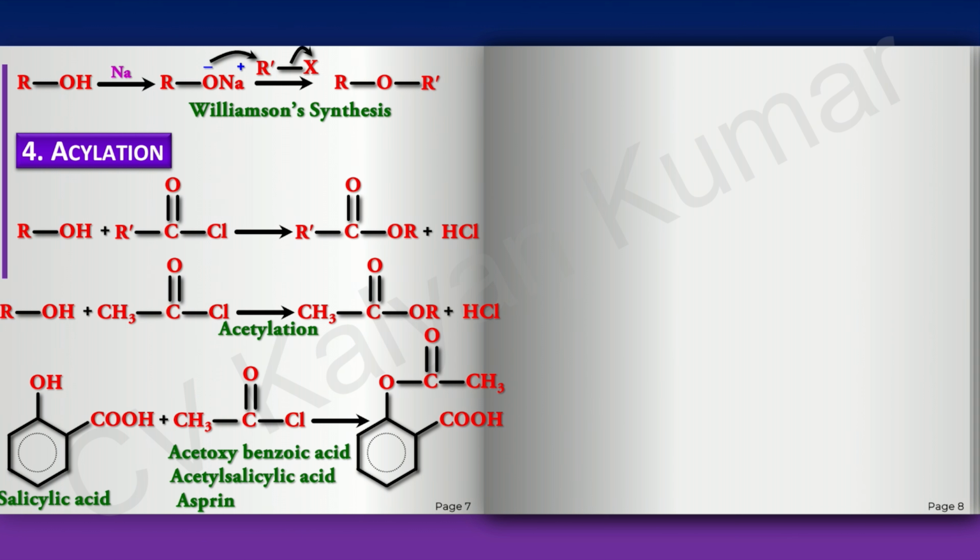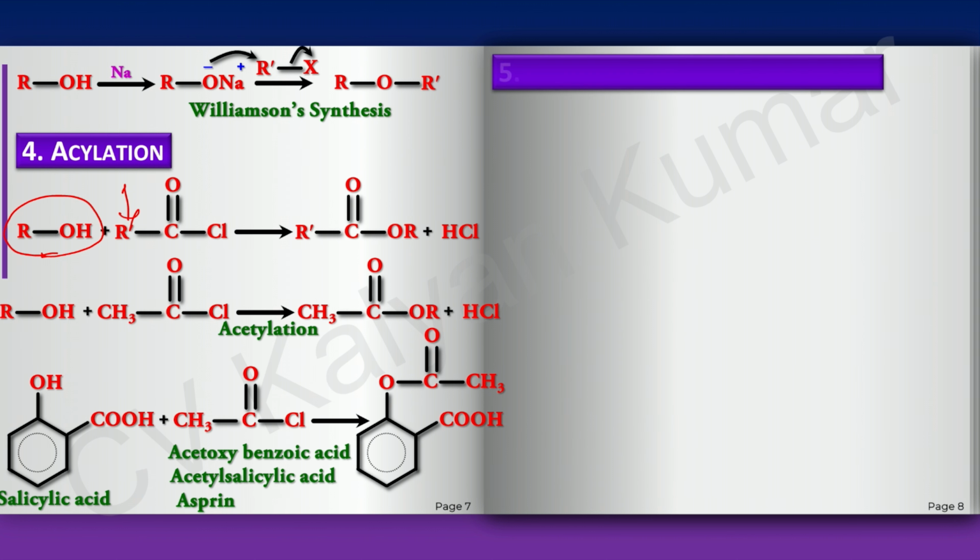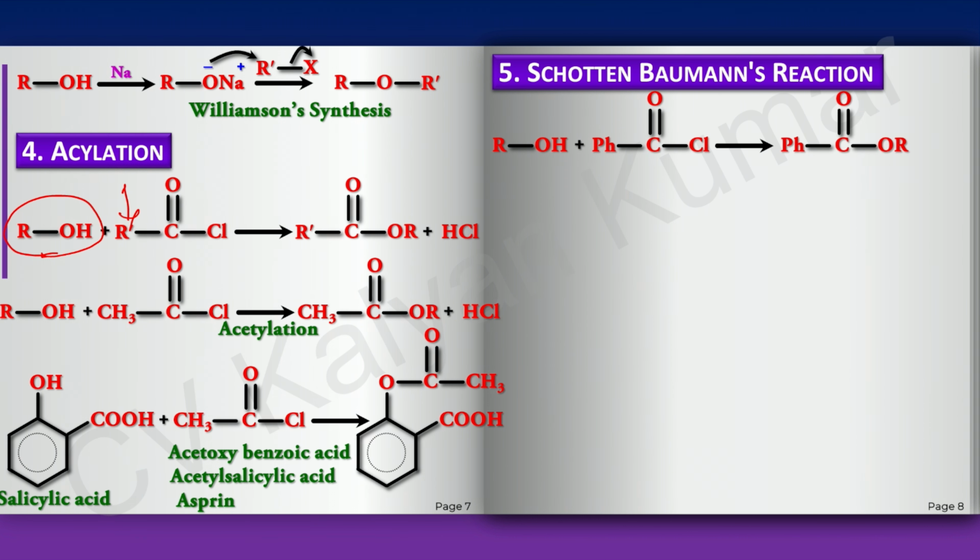Now, if I were to take an alcohol, and I take another specific R, which is Ph, I'll get the same product, but the name of the reaction becomes the Schotten-Baumann reaction. So I have the alcohol, it's the same reaction, acylation, and I take benzoyl chloride, the R prime COCl is Ph here, and I'm going to get this ester. That's called the Schotten-Baumann reaction. Okay?